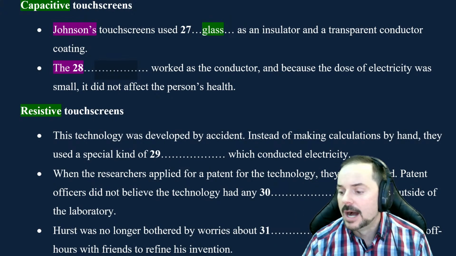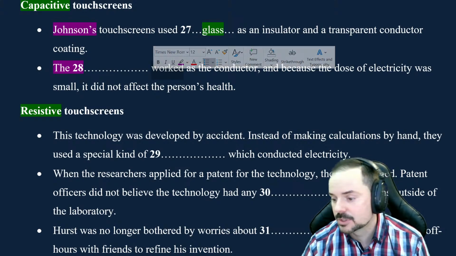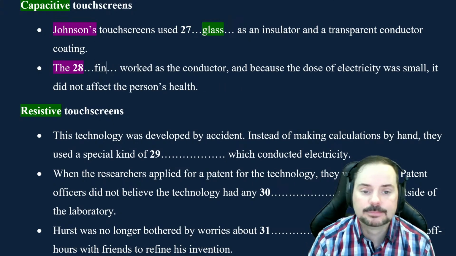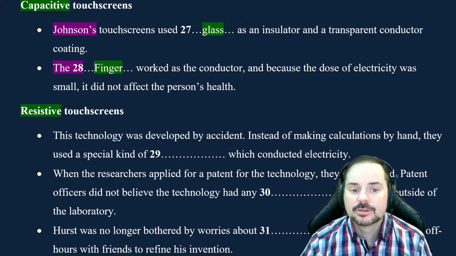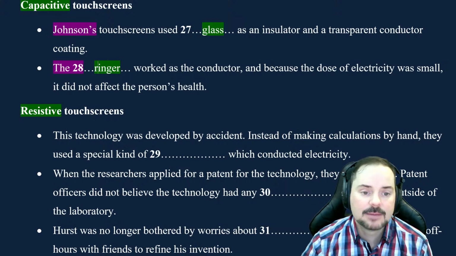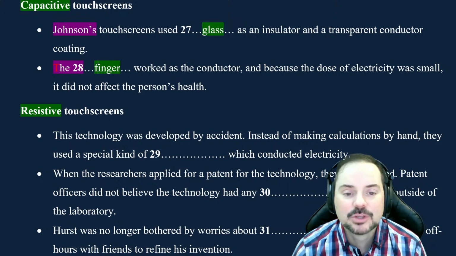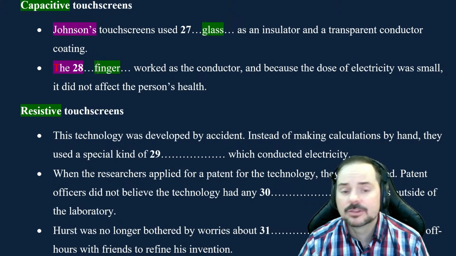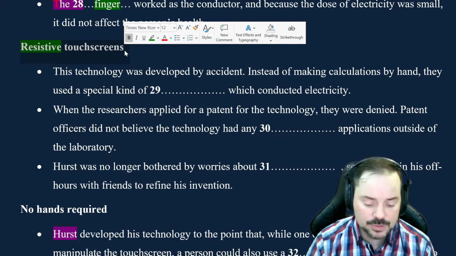You don't need the word acted because worked means acted. So just deep, you have the correct answer there, which is finger. The finger worked. We just need finger, and no capital because we have the capital letter here with finger. Not ringer, finger. So the finger worked as the conductor, and because the dose of electricity was small, it did not affect the person's health. Very good.